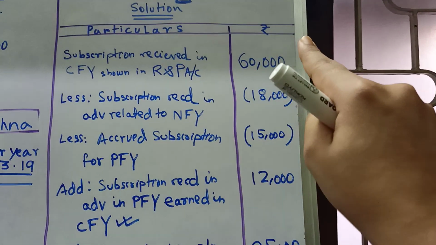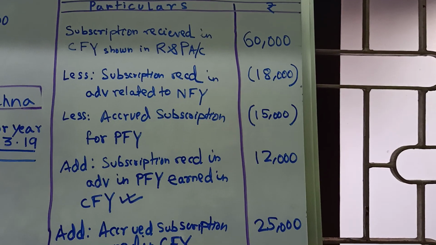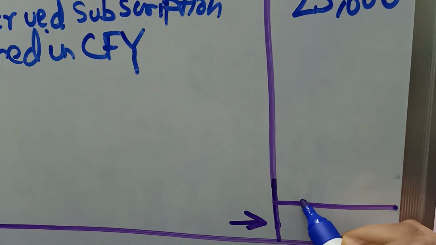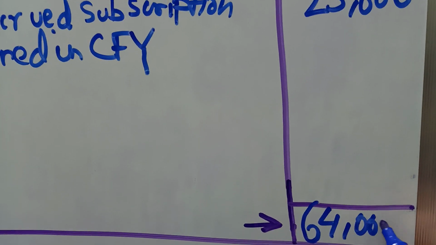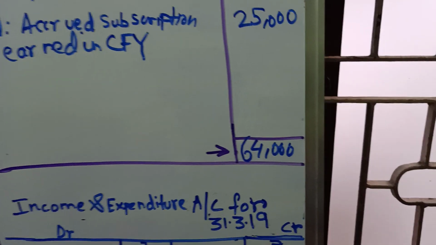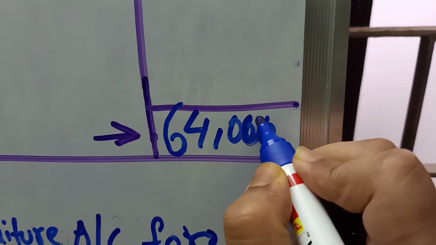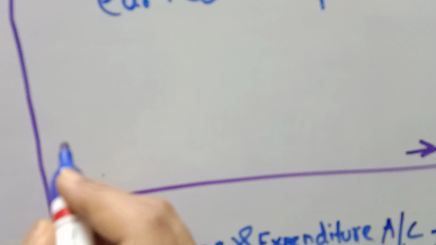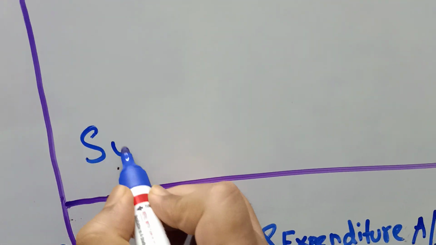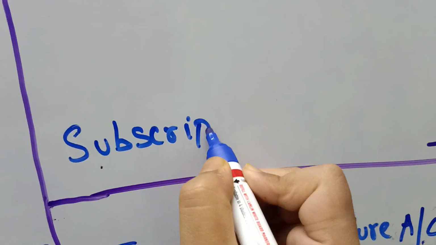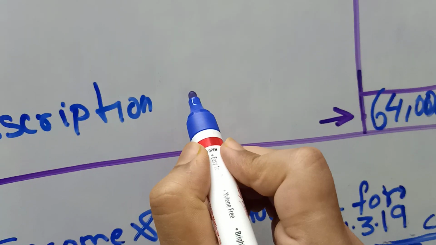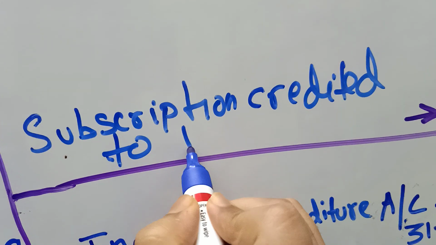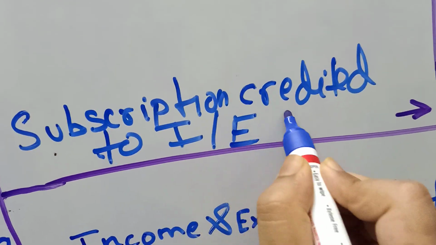Now from 60,000 deducting 18, deducting 15, adding 12 and adding 25 gives a result of 64,000. So this result of 64,000 is actually the subscription credited to income and expenditure account.